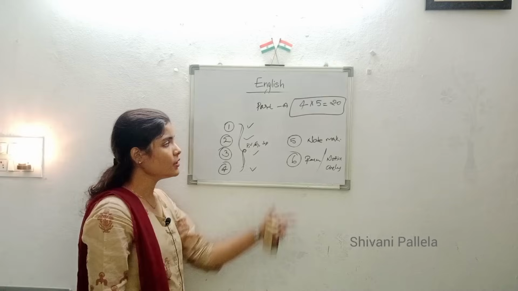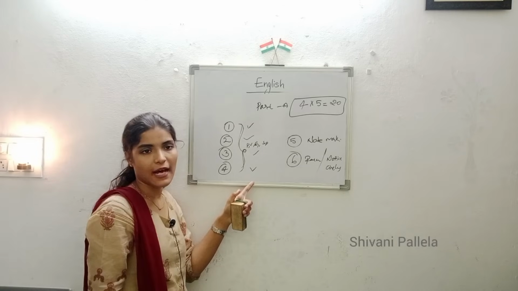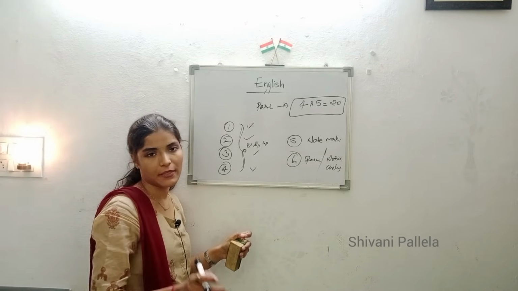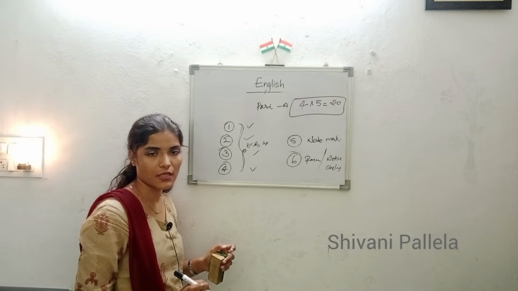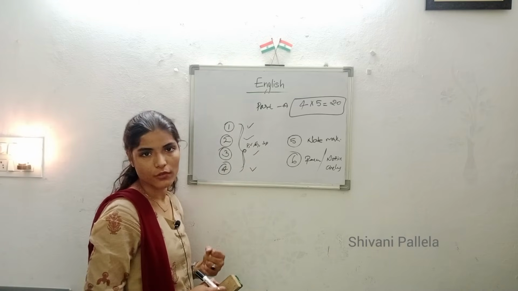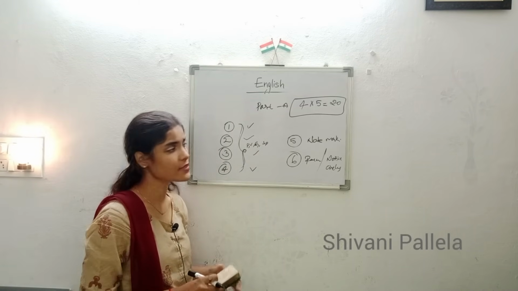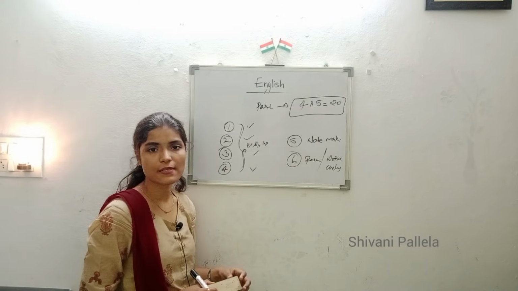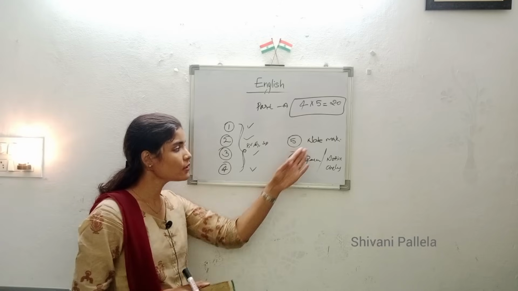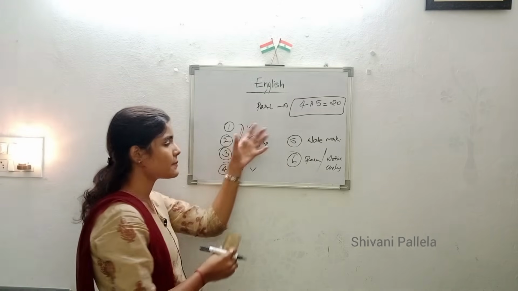So if you want to attempt 4 bits, try to be perfect with the grammar, vocabulary, pronunciation and spellings. If you are perfect with these 4 bits, whatever you have in your overall 3 units, then you can easily score 20 marks in part A. No need to learn note making, no need to learn paragraph expansion. Okay, so this is about part A.